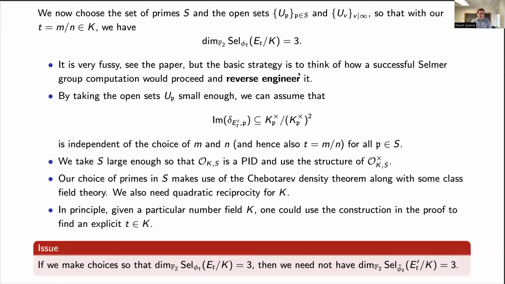So I'm not starting with an elliptic curve. I'm choosing primes with strange conditions. And then later on, I find my elliptic curve, and all these strange conditions are used to make the Selmer group computation work. So you're trying to make a successful Selmer computation without the elliptic curve, and then you use T to make it work.